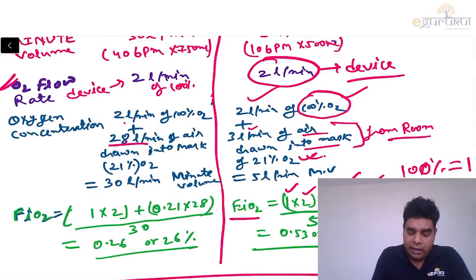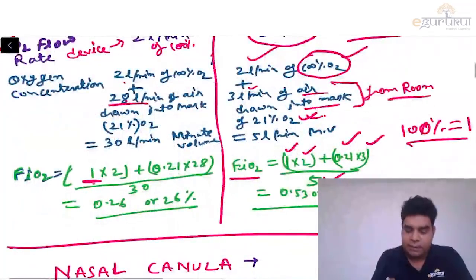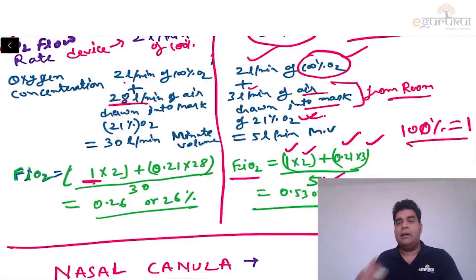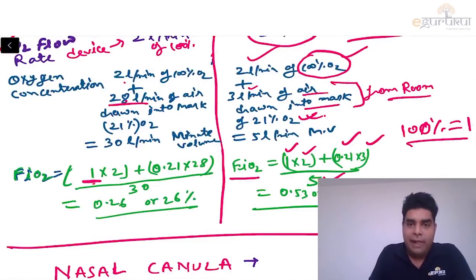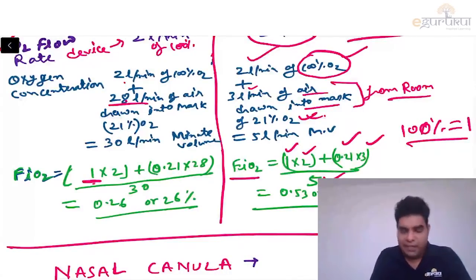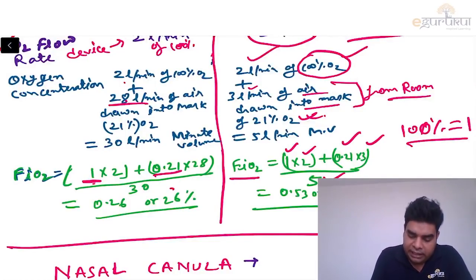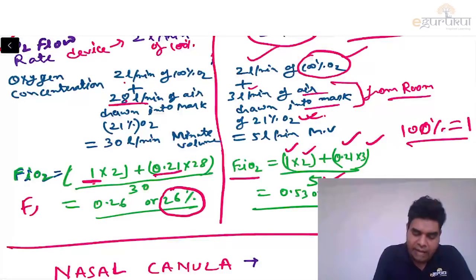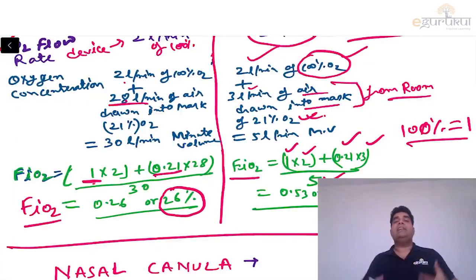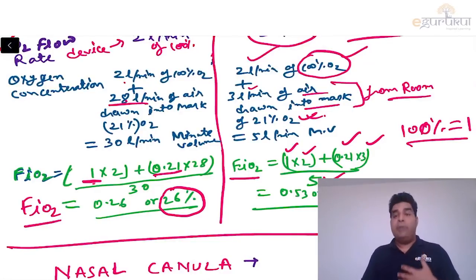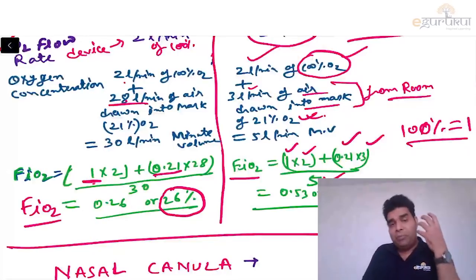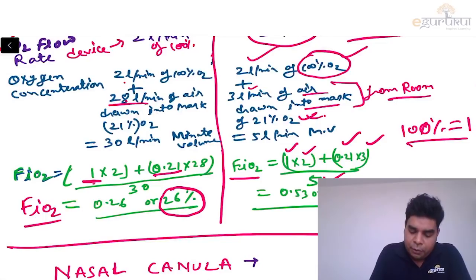In this 2 liters, the amount of oxygen is 100%, so again, I have written 100% as 1. In the air which the patient is taking from the surrounding, the amount of oxygen is 21%, so I have written that as 0.21. If you calculate it, it becomes 26%. That is why when the patient is in respiratory distress, even if he is taking a large amount of air, the oxygen concentration in the inspired air becomes low and it reduces.